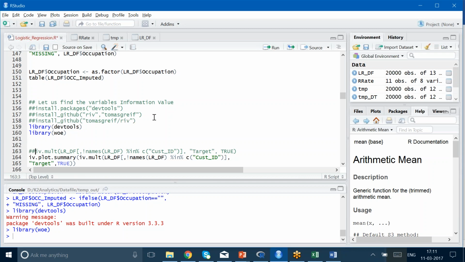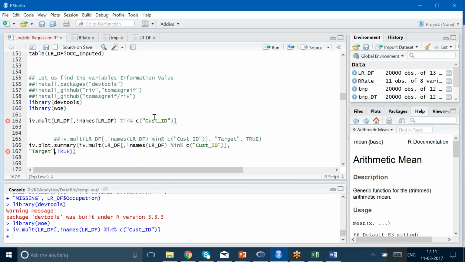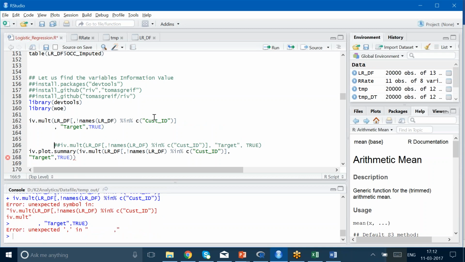So both of these packages are there with me. I'll take this part of the code outside and run only that much, the IV mult function. Sorry, there's some syntax wrong.